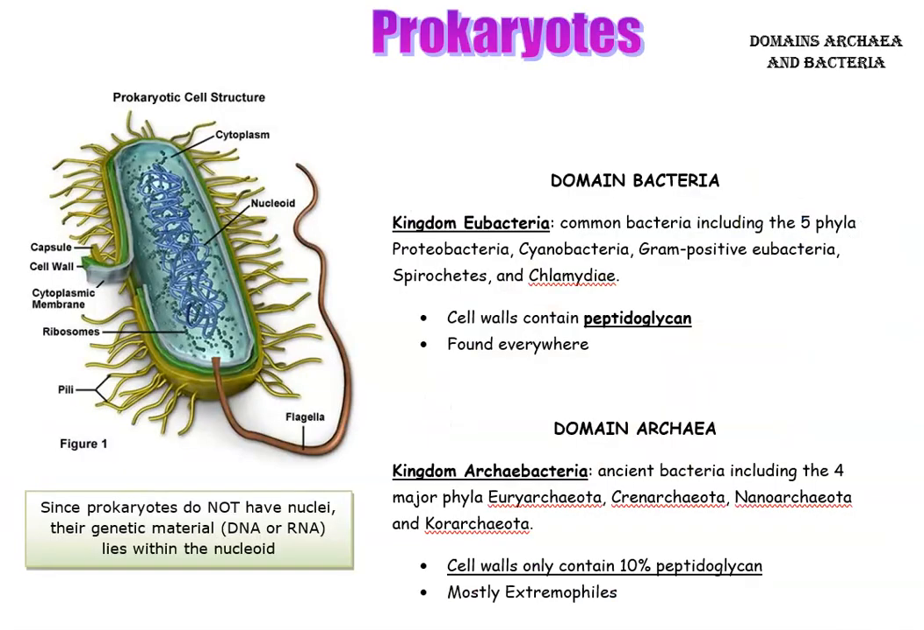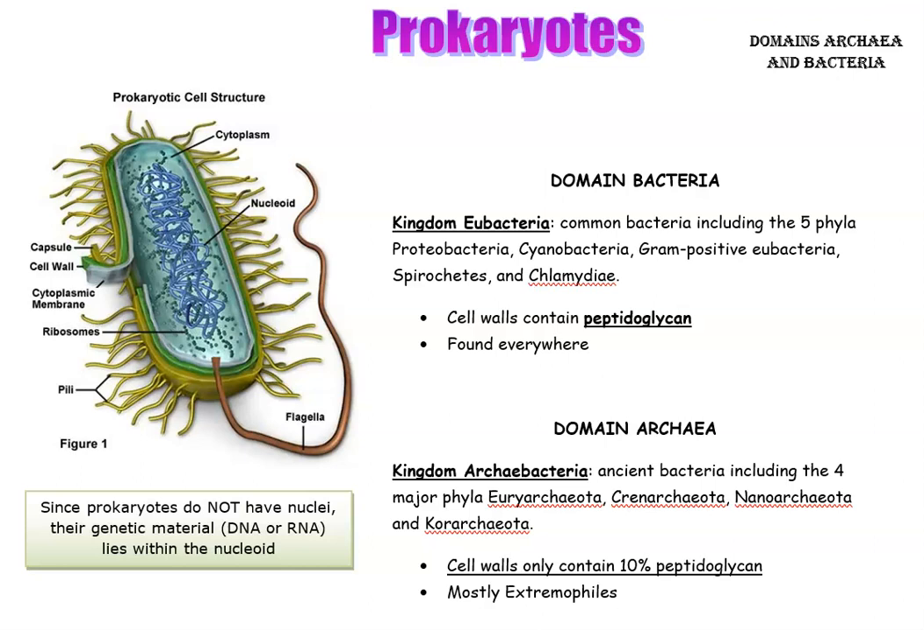So our prokaryotes are found in 2 domains, archaea and bacteria. We're going to start with domain bacteria. In domain bacteria, you have kingdom eubacteria. This is common bacteria, including the 5 phyla, which includes Proteobacteria, Cyanobacteria, gram-positive eubacteria, spirochetes, and Chlamydae. Their cell walls contain peptidoglycan, and they're found pretty much anywhere.